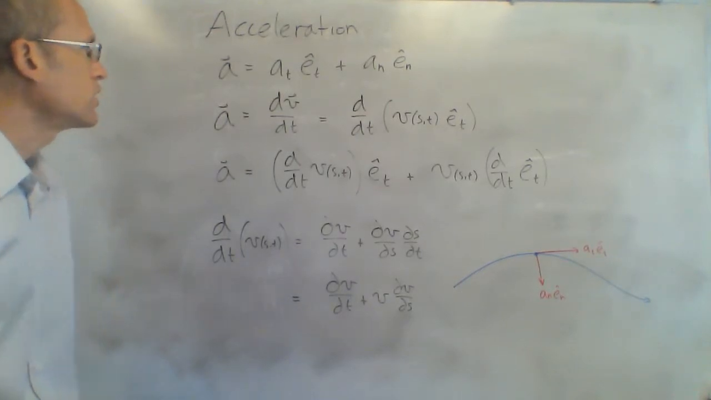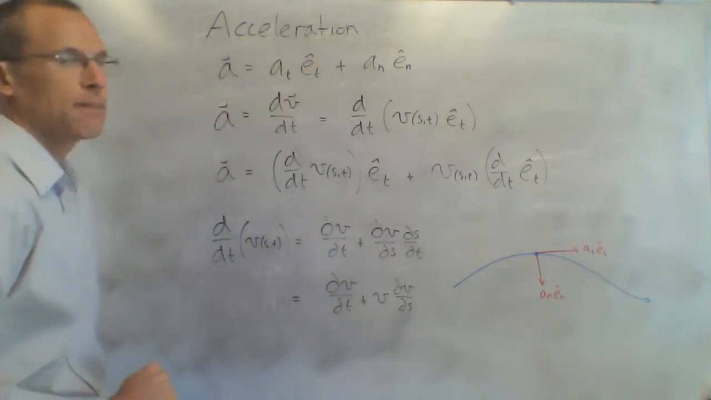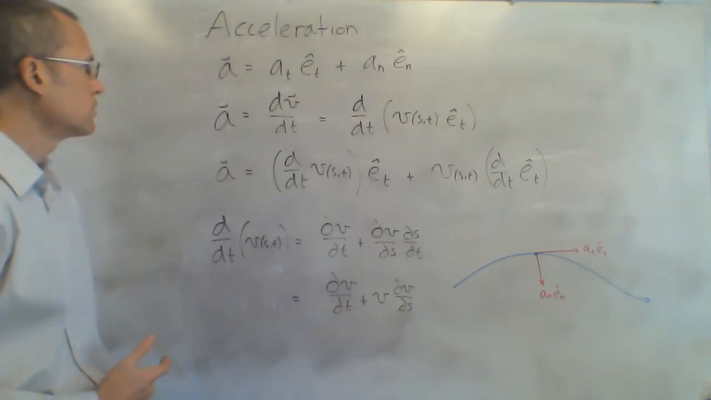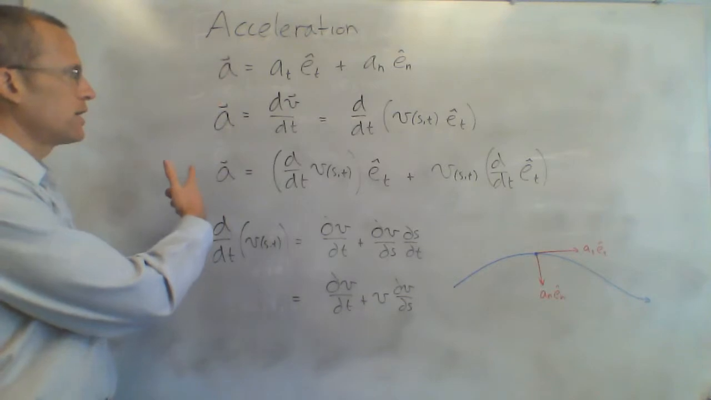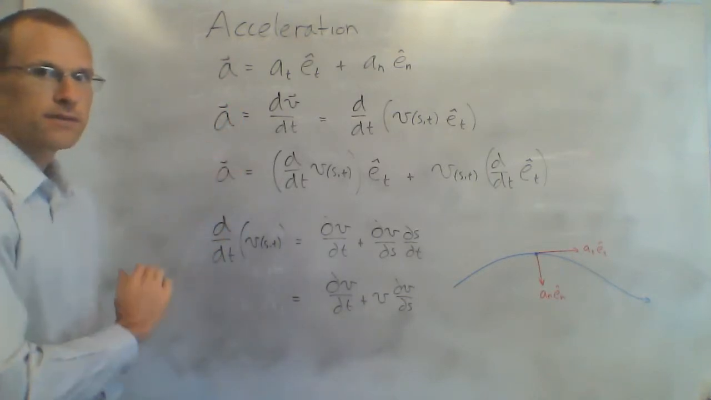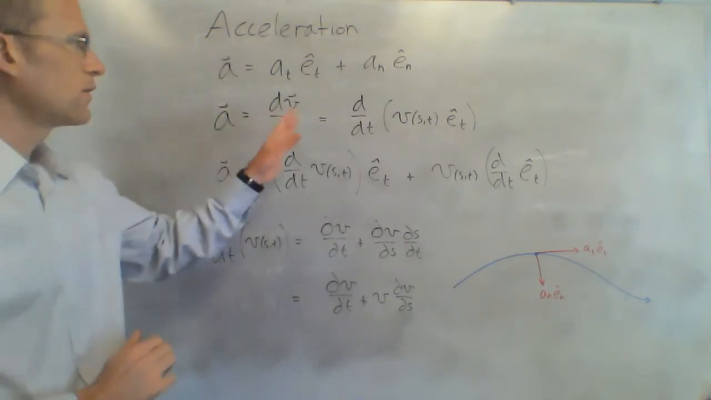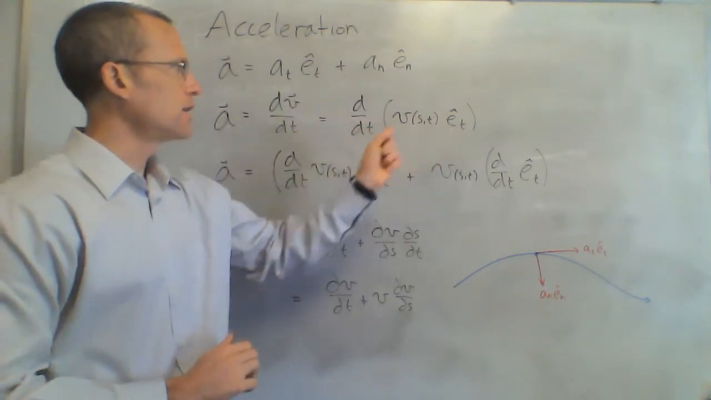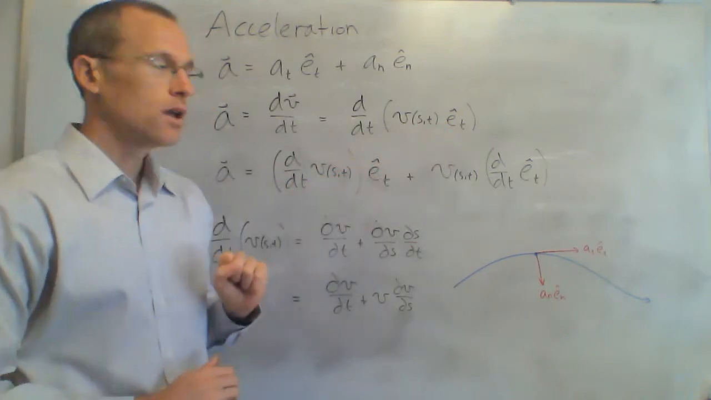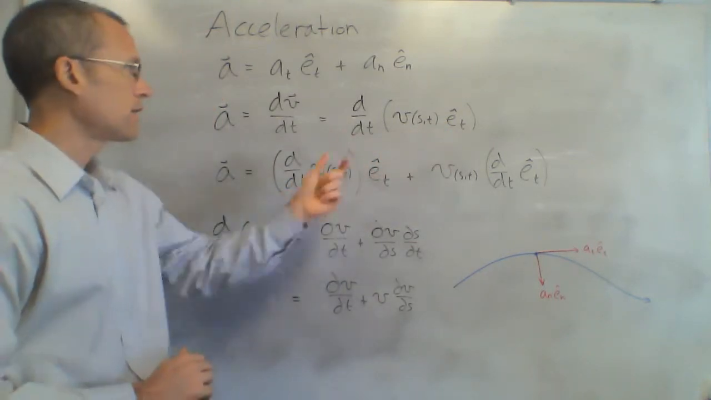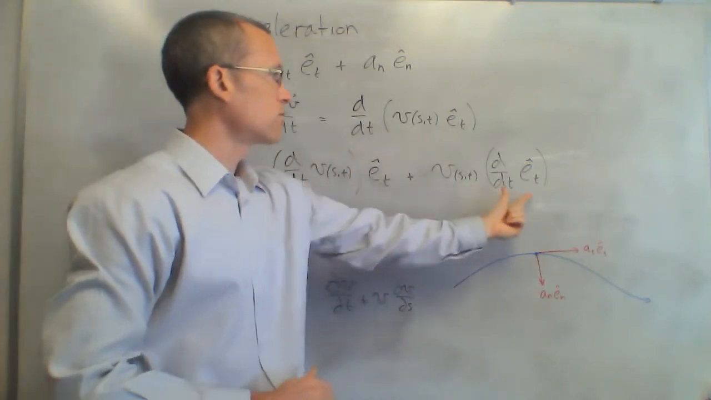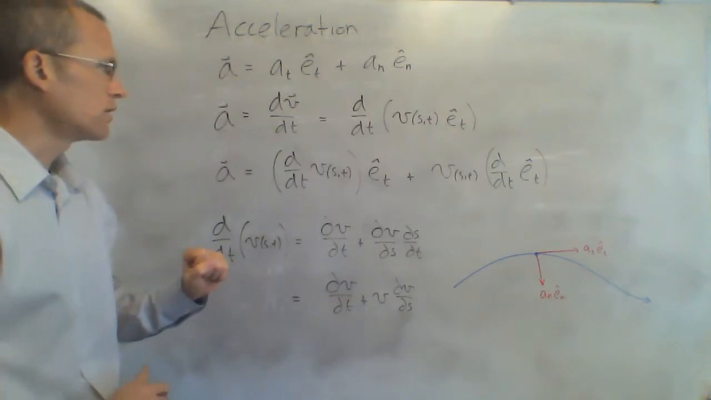So if acceleration is a tangential component and a normal component, I basically want to now derive what a_t and a_n should be. The standard definition of acceleration is the derivative of velocity with respect to time. Notice this is a full derivative. That's very important. So I want to take the full derivative of my velocity v in the e_t direction. Now both of these are functions of time, so I have a product rule. I take the derivative of the first one times the second one, and then the first one times the derivative of the second one. I'm going to look at these independently.